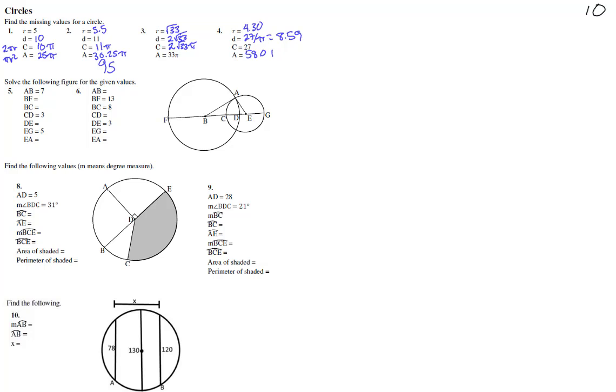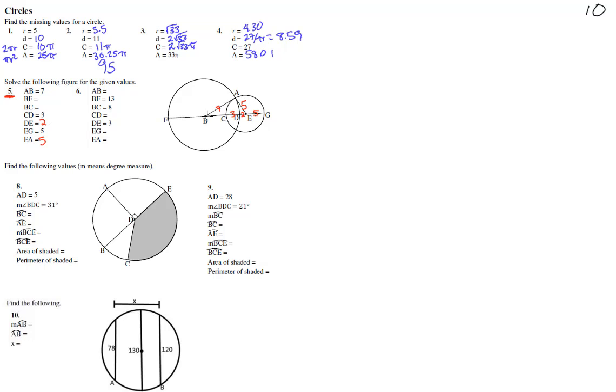Okay. Number 5, solve the following figure for the given values. We'll do 5 in the color red, and then we'll do 6 in a different color so we can use the same figure here. It says AB is 7. If AB is 7, CD is 3, and EG is 5. The thing about a circle is a radius is constant, so that means AE is also 5. Oh, that was nice. And if it's 5 from E to C as a radius, then from E to D it must be a 2.